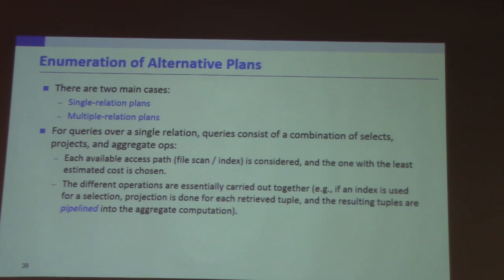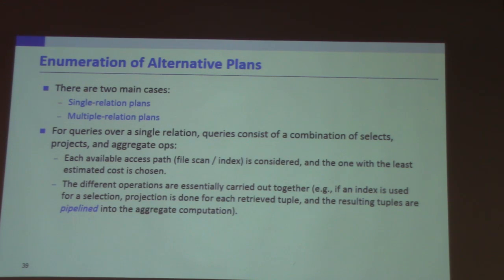And enumeration of alternative plans, there are really two cases, right? Single relation and multi-relation. Single relation is easy because the search space is small. We can actually afford to enumerate all possible plans.